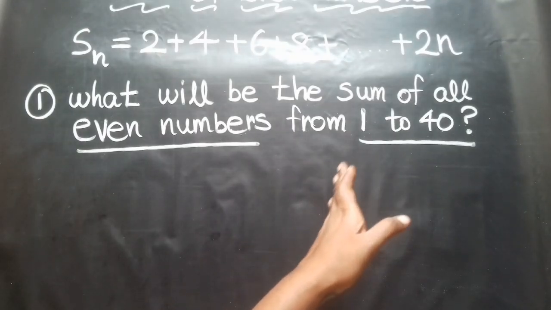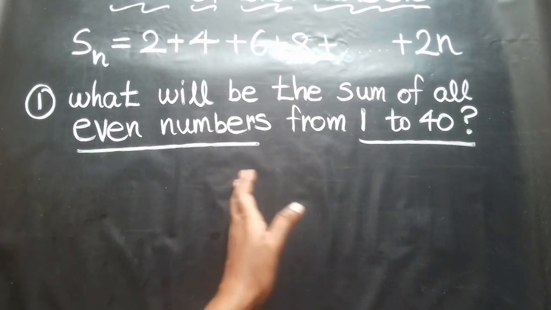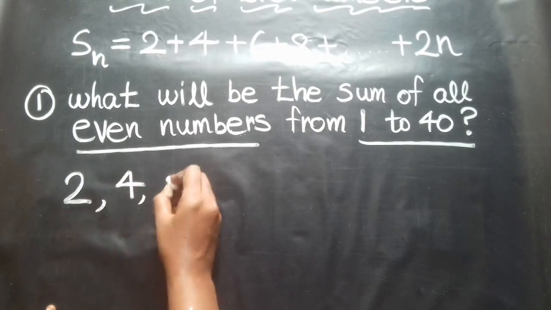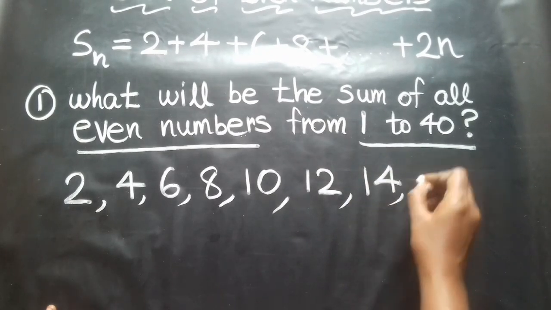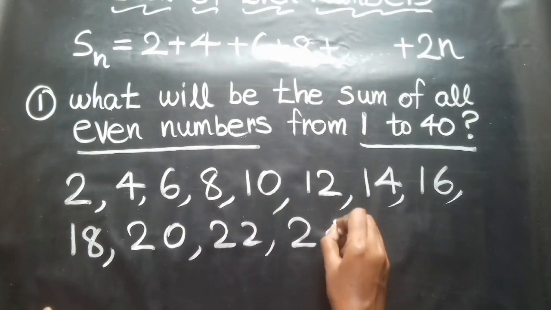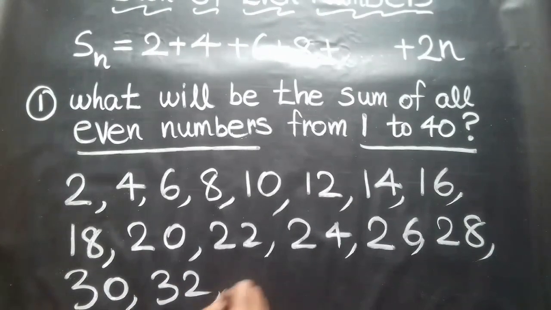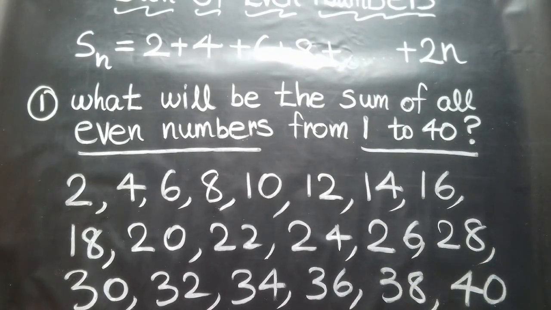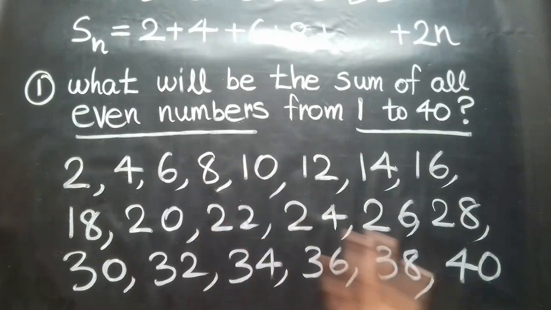Now let us list all the even numbers from 1 to 40 here, and then we will solve the same question with 4 different methods. 2, 4, 6, 8, 10, 12, 14, 16, 18, 20, 22, 24, 26, 28, then 30, 32, 34, 36, 38, 40. We have listed all even numbers from 1 to 40.